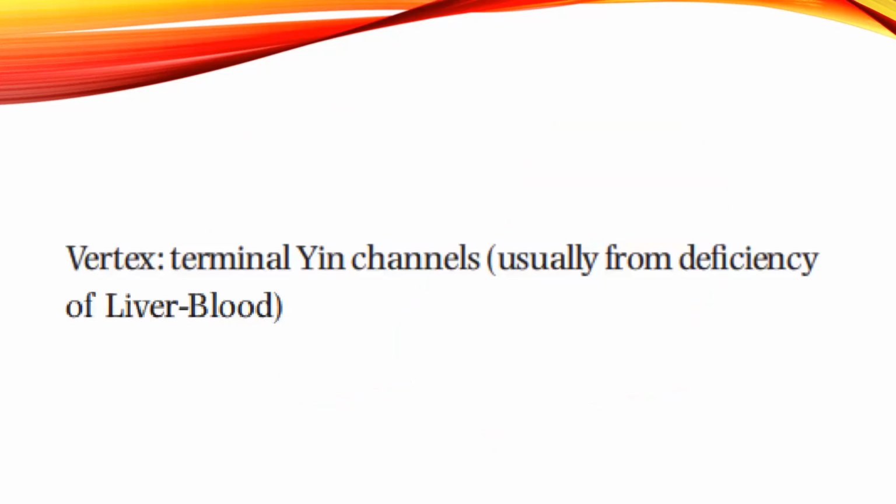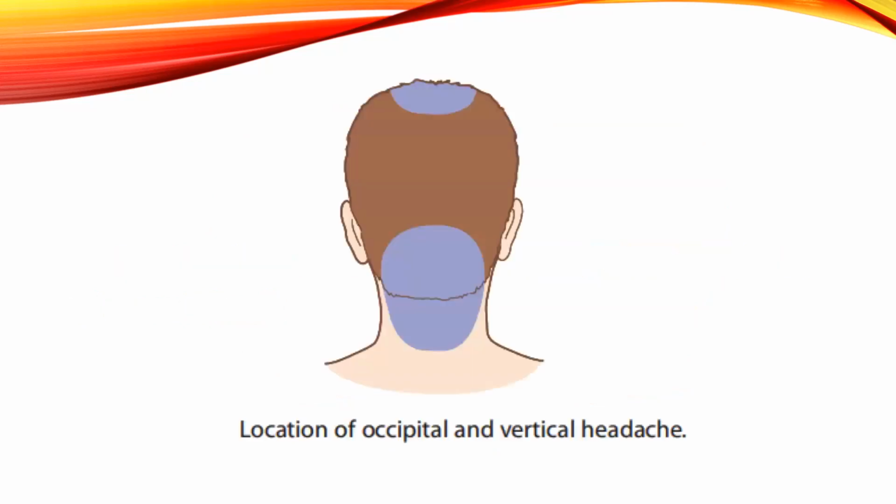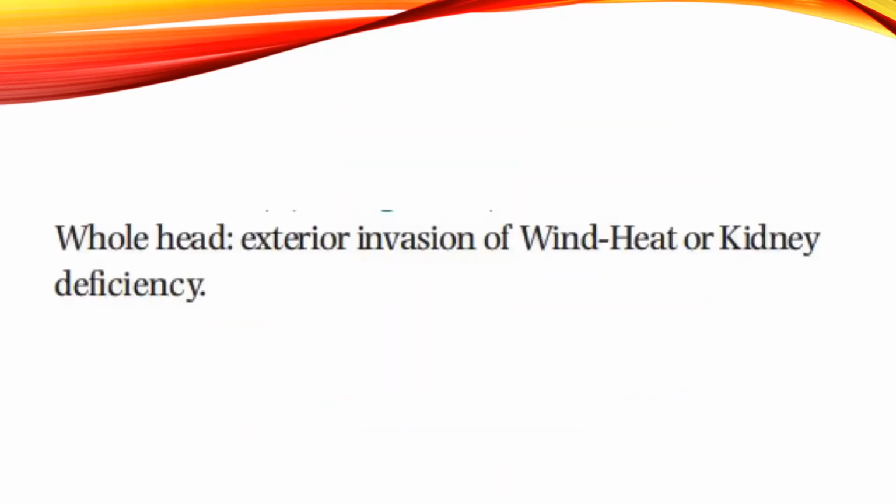Vertex, terminal yin channels, usually from deficiency of liver blood. Location of occipital and vertical headache. Same as before. So, whole head, exterior invasion of wind heat or kidney deficiency. This is when the whole head is painful.